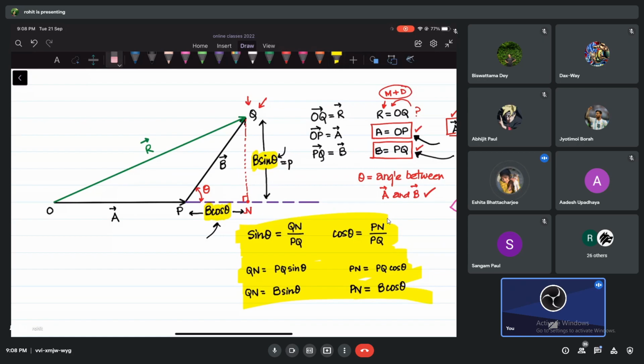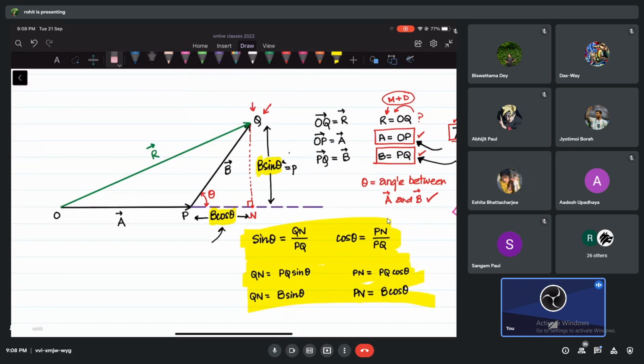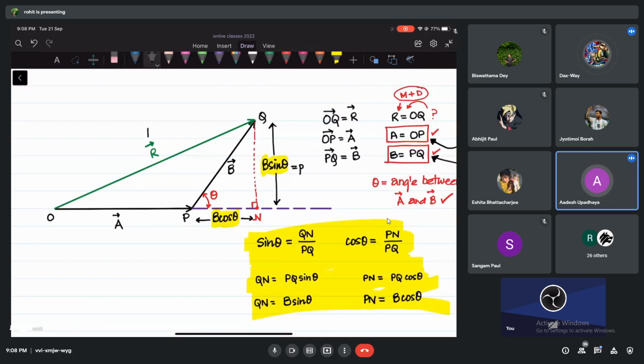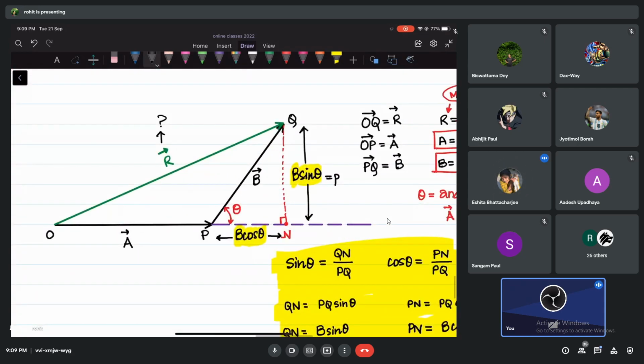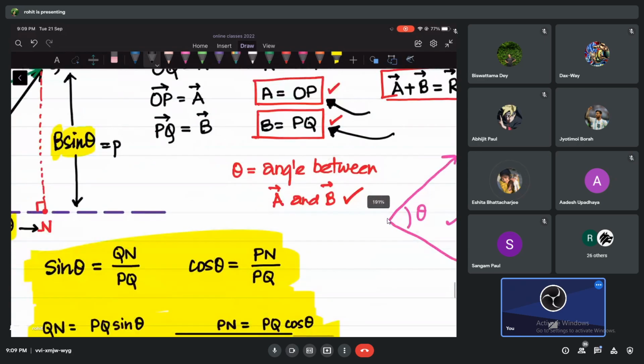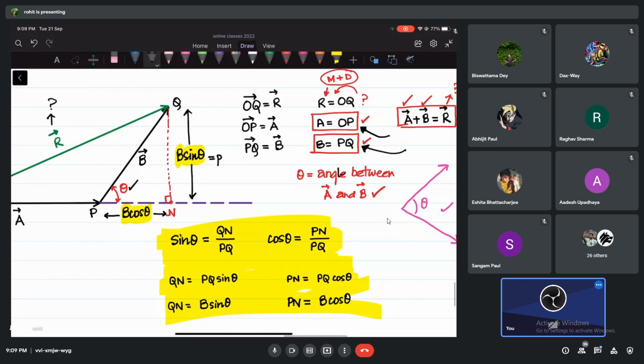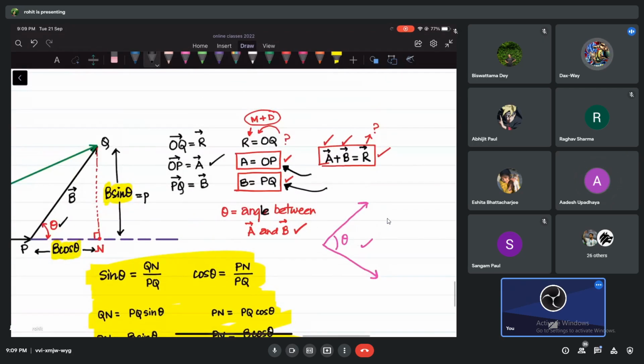Till now, don't forget what we are doing. We are looking for the addition of vectors: the magnitude and direction of the resultant. Do I know what this angle theta is or not? Think and tell me, guys. Do I know A vector and B vector? Yes, we know A vector and B vector. What we don't know is R vector.